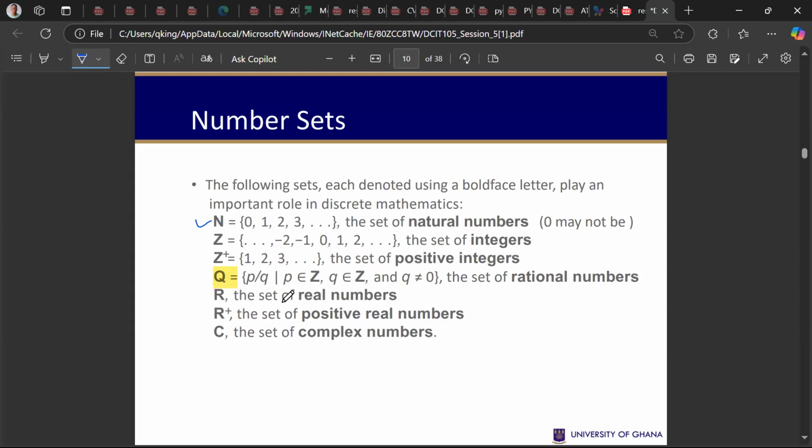Rational numbers are denoted with Q. They are numbers that can be expressed as a fraction p over q, where p and q are integers and q is not 0. This includes all integers, since any integer n can be written as n over 1, as well as fractions like 1 over 2, -3 over 4, and decimals, and so on.